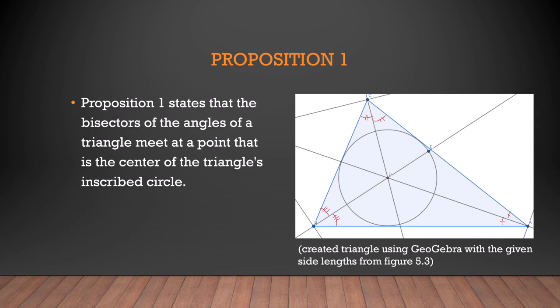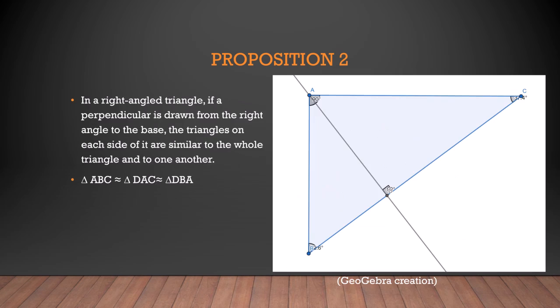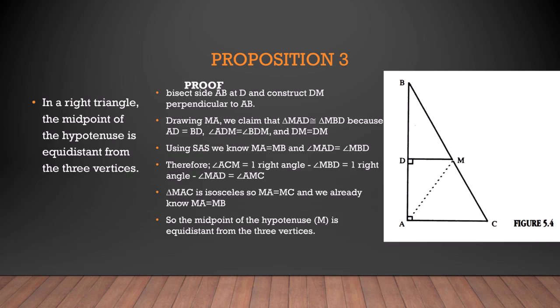Proposition 1 for the theorem states that the bisectors of the angles of a triangle meet at a point in the center of the triangle's inscribed circle. Proposition 2 states that in a right-angled triangle, if a perpendicular is drawn from the right angle to the base, the triangles on each side of it are similar to the triangle and to one another, which means that triangle ABC in the image to the right is similar to triangle GAC, which is similar to triangle DBA. Proposition 3 states that in a right triangle, the midpoint of the hypotenuse is equidistant from the 3 vertices.